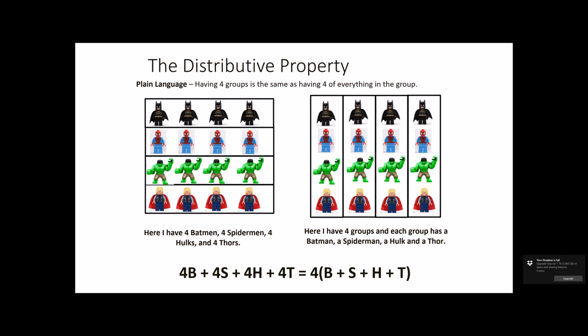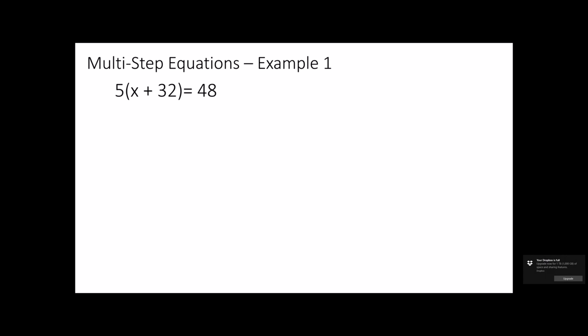Why do we go to all that trouble? Well, if I were to give you this story, 5 times the quantity x plus 32 equals 48, I can use this lesson on the distributive property to solve this equation, because I have 5 groups, and each group has an x in it, and each group has a 32 in it, and when I total that, I get 48. We're trying to solve this equation, or find what number we can stick in there for x that would make the statement true.